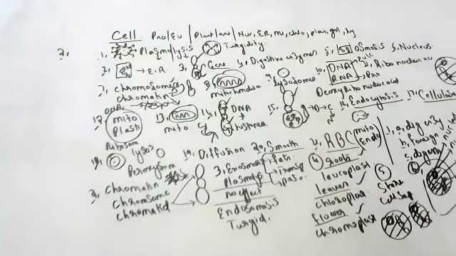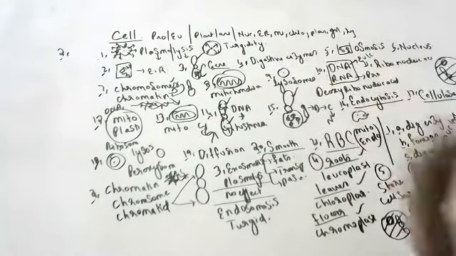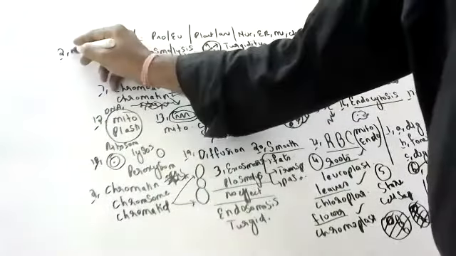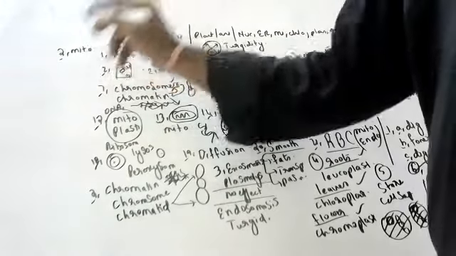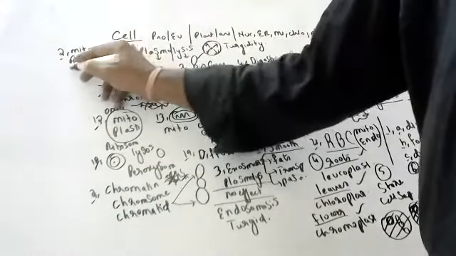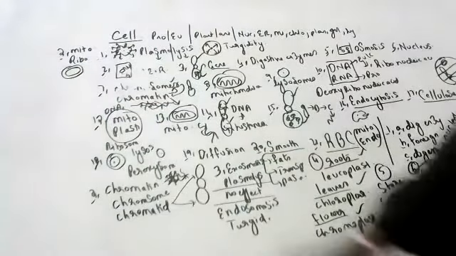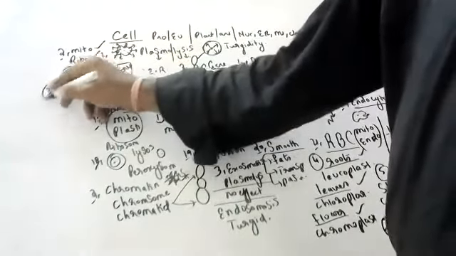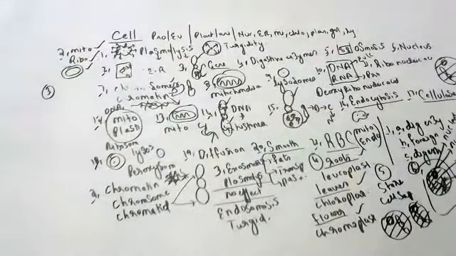Next one. In what respect are plastids similar to mitochondria? How are plastids and mitochondria similar? They have their own DNA. They have their own ribosomes. Both have a double membrane.